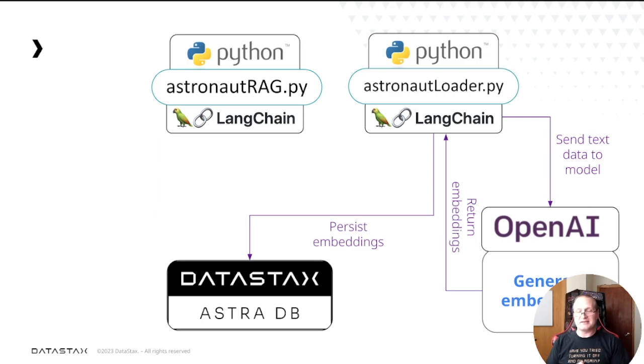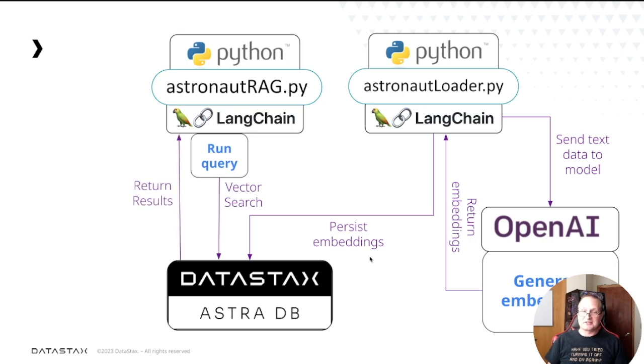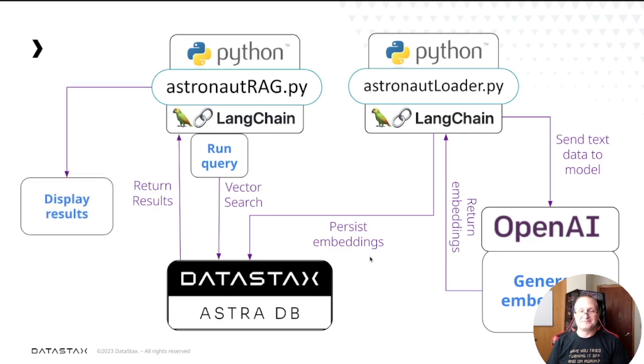Then, once that data is loaded, we'll go ahead and run that astronaut RAG program. Essentially, we'll have a conversational interaction where we'll trigger a query to be run, or a vector search, and that will actually be done through Astra DB. Astra DB will process that vector search and return the results to LangChain, and then our program will display the results. It'll be very simple.